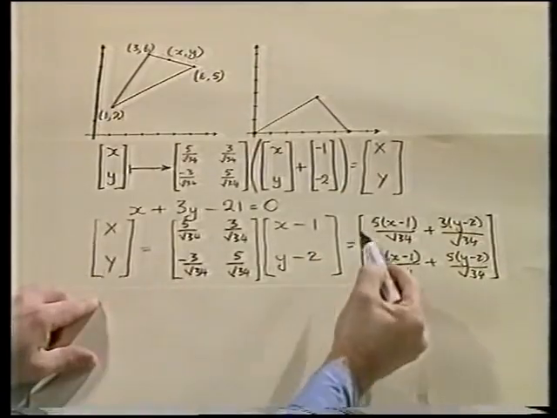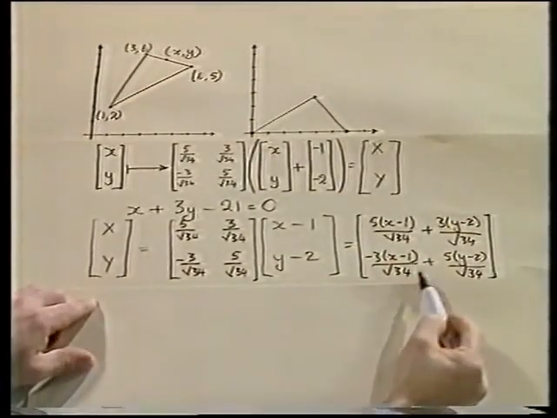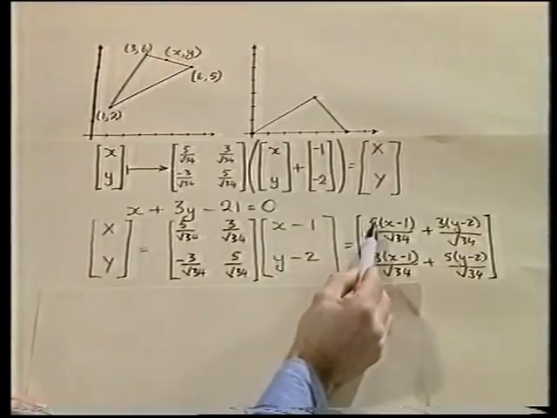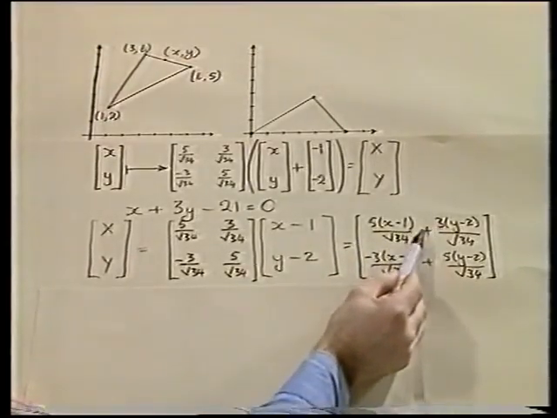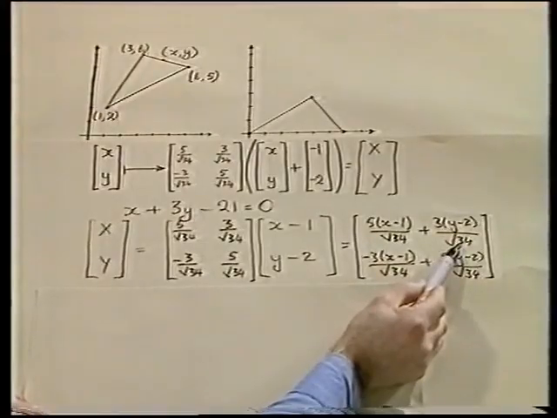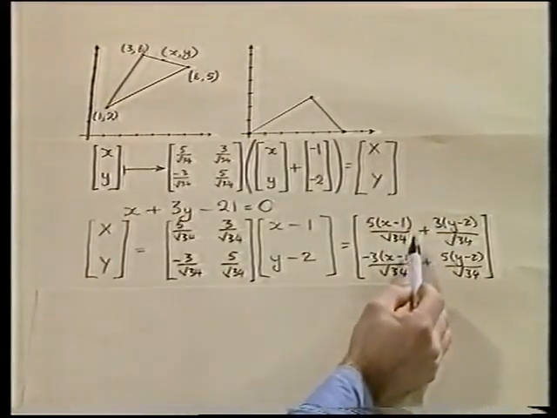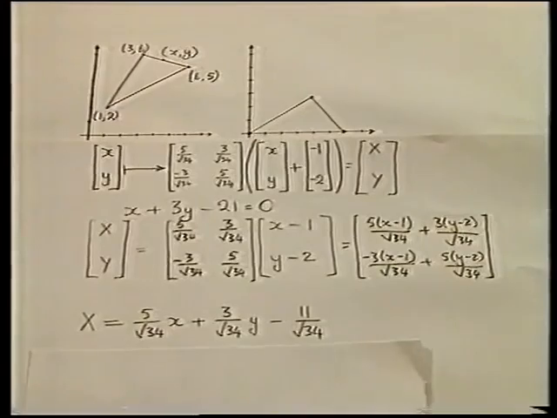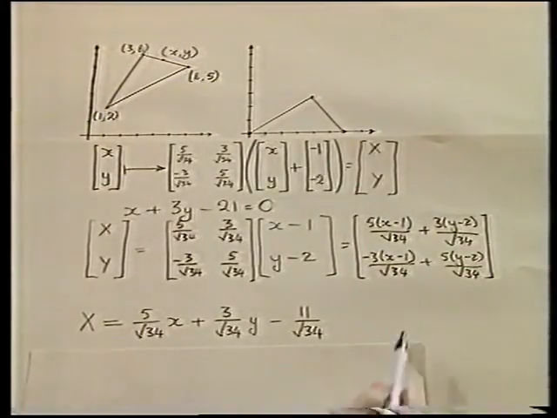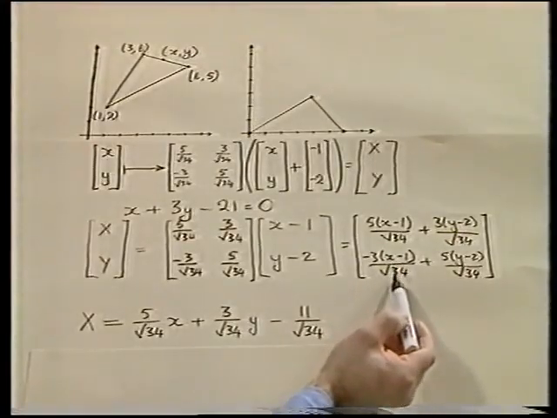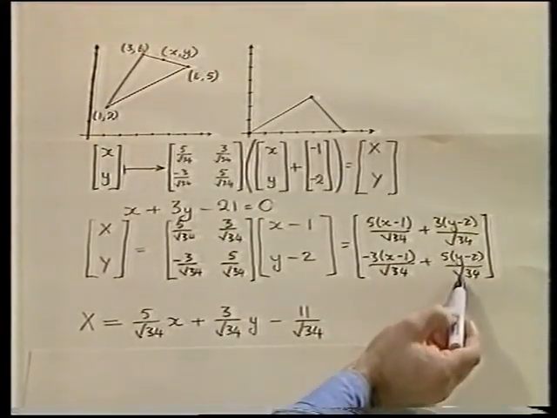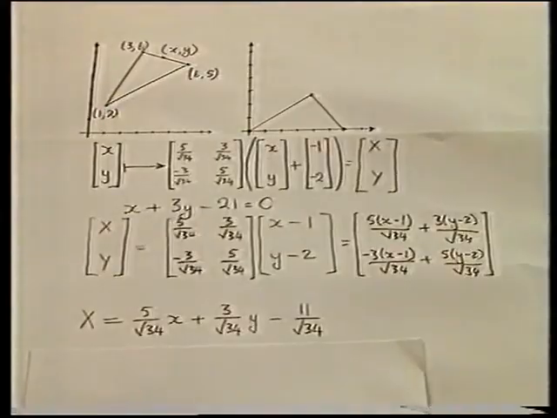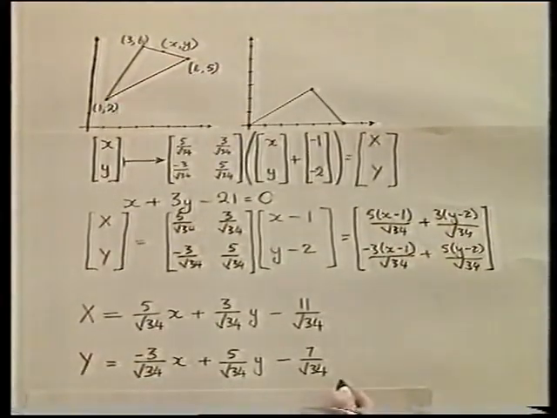So capital X is that lot, and capital Y is that lot. And I can simplify these to get capital X as 5 times x over root 34 plus 3 times y over root 34 plus some numbers which collect together to give me minus 11 over root 34. So that's capital X. And for capital Y, I get minus 3 times x over root 34 plus 5 times y over root 34 and some numbers which collect up to give me minus 7 over root 34. So capital Y is that lot.